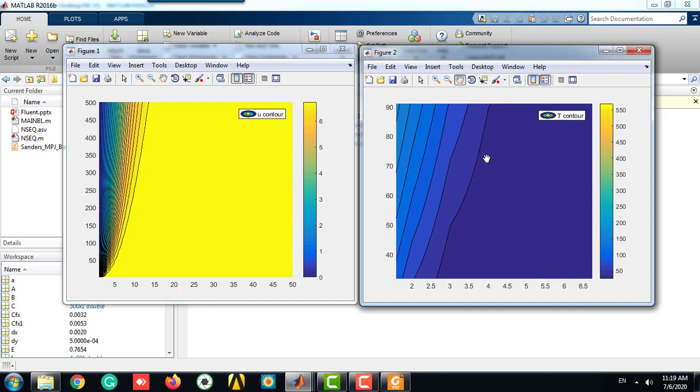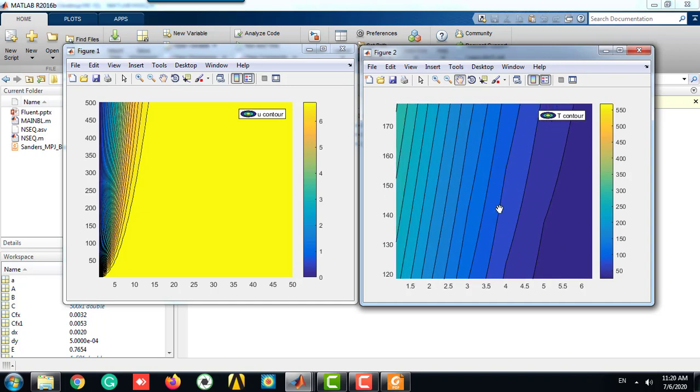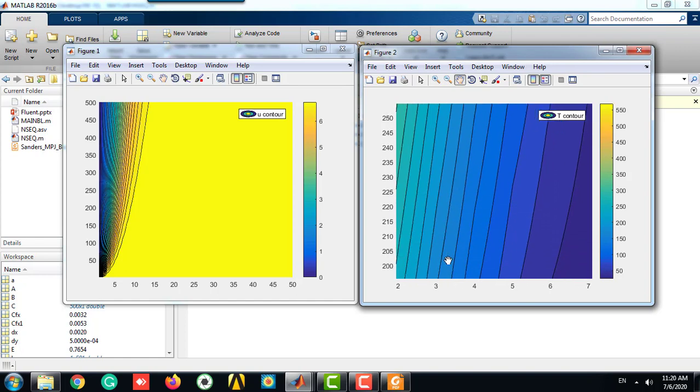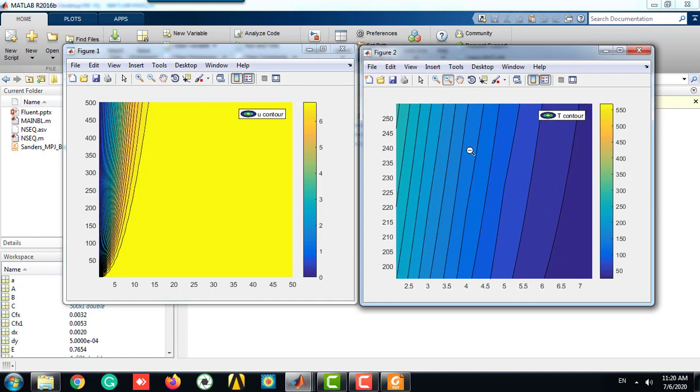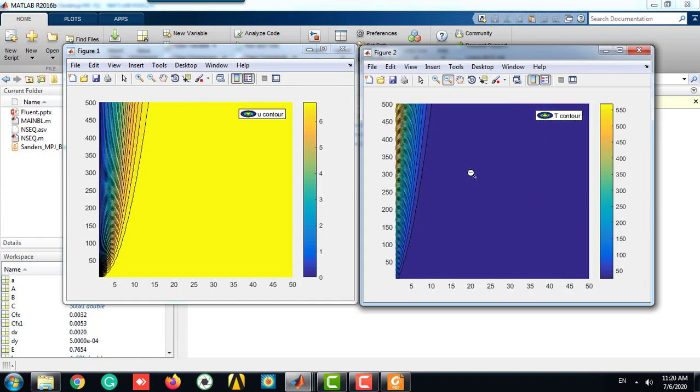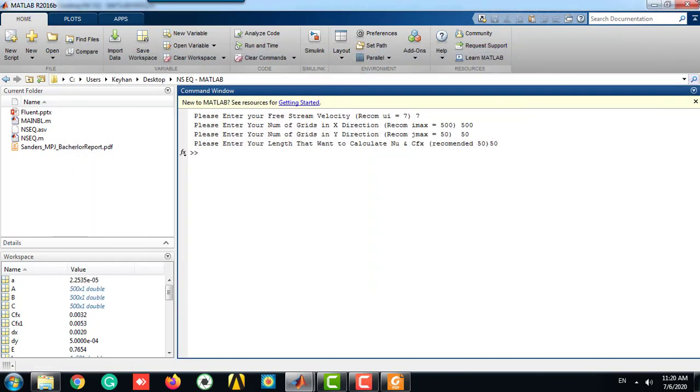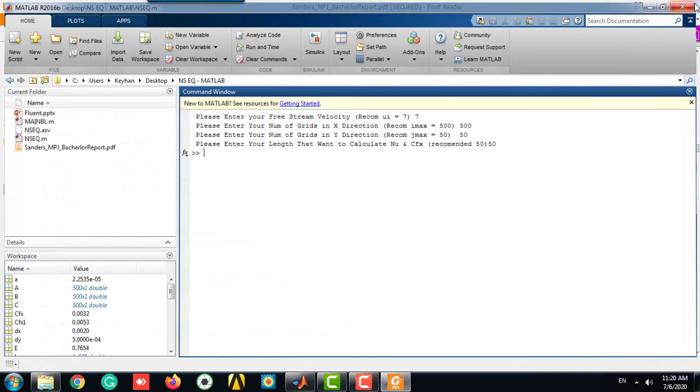You can try more. Based on your resources and computer's capability, you can try smaller values of dx and dy and smaller grid generation.